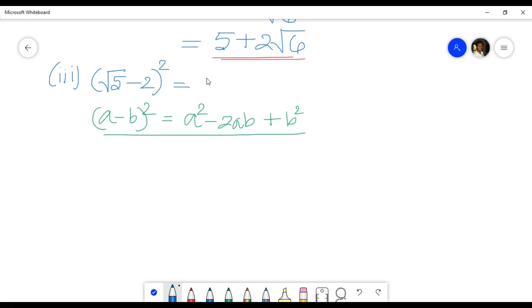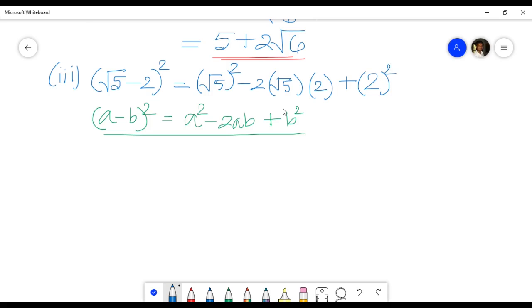Now here a refers to root 5, so we'll write it as root 5 whole square minus 2 into a, which is root 5, and b in this equation is 2, plus b square. B square refers to 2, that is 2 square.